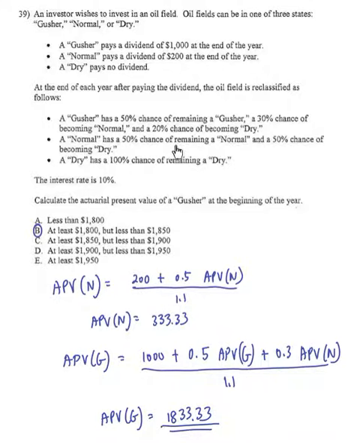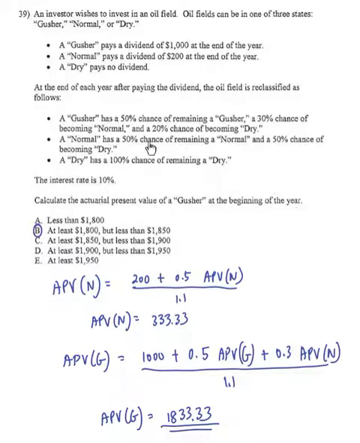Plus there's a 50% chance of remaining normal. So there's a 50% chance that at the end of the year, after I make the transition, I'll be normal still. And I'll have that same present value of all my future cash flows. And then bringing that back to the beginning of that year, I divide by 1.1. You could say plus the 50% of the actual present value of dry, but the present value of dry pays no dividends, and I stay dry, so the actual present value of dry is 0. So then I can use this equation to solve for the actual present value of N.